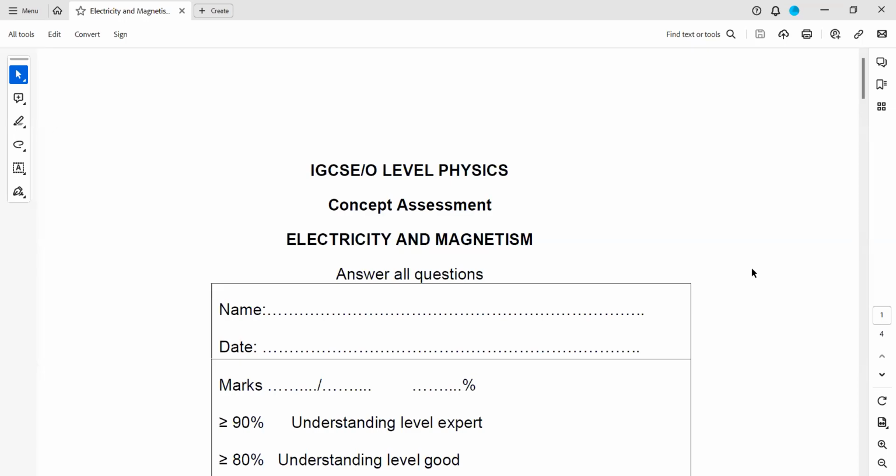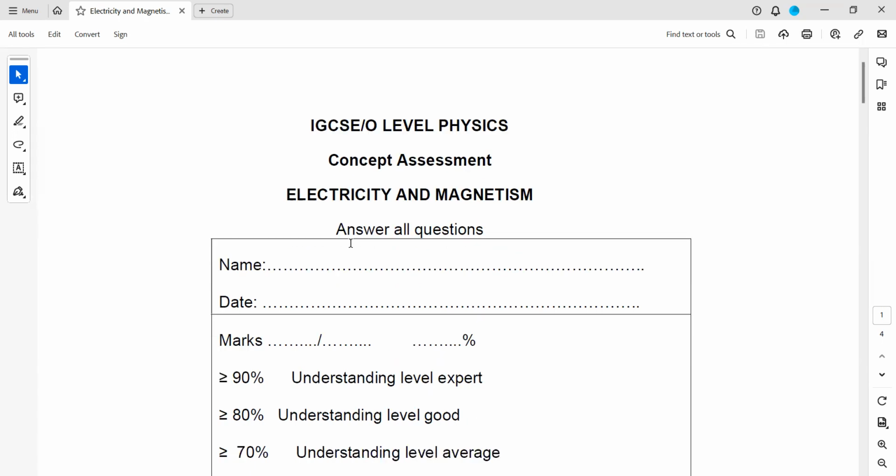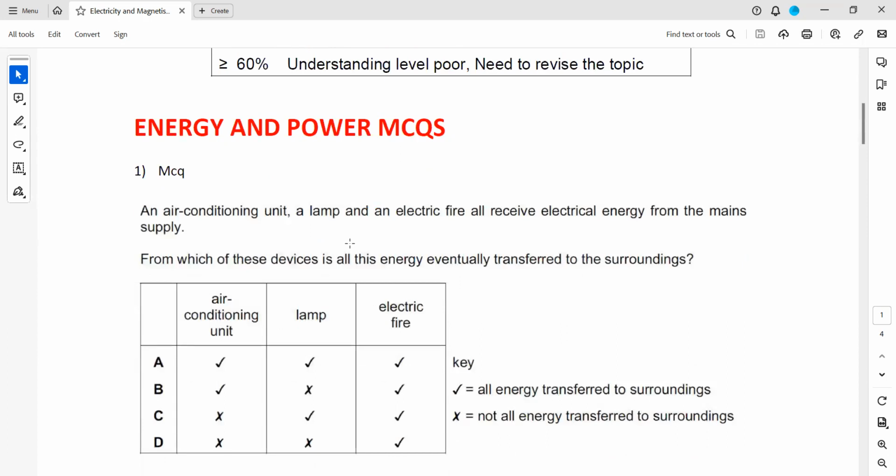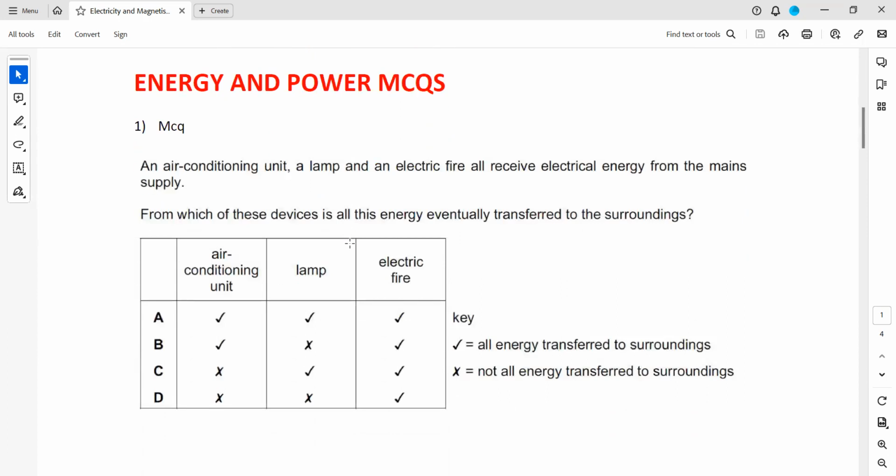So this was pop quiz 3, which was related to electricity and magnetism questions. Energy and power MCQs, all energy and power questions were there.